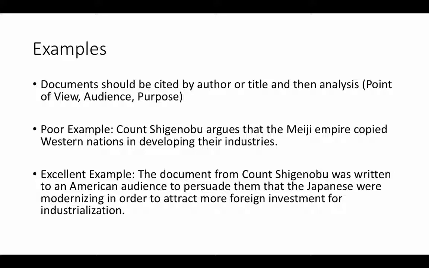So the document should be cited by author or title and then use the analysis. In this case, Count Shigenubu argues that the Meiji Empire copied Western nations in developing their industries. This pretty much is just restating what his argument is, just a paraphrased argument. But here's where we can do analysis. The document from Count Shigenubu was written to an American audience to persuade them that the Japanese were modernizing in order to attract more foreign investment for industrialization.